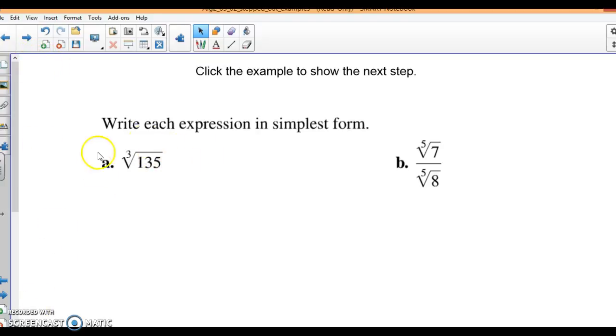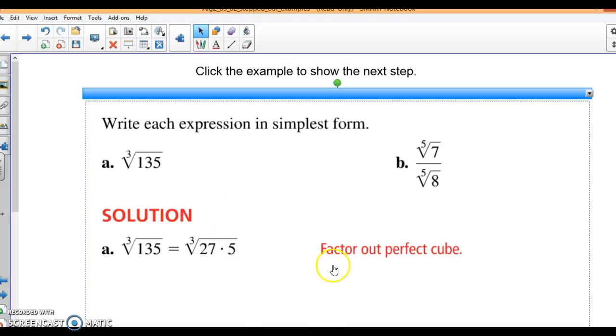Okay, so what we see here is actually what's example 3 in your book. So we're trying to write our expressions in simplest form. Okay, so let's look at A first. So I look and I'm taking the cube root of 135. So I want to factor out my perfect cube.